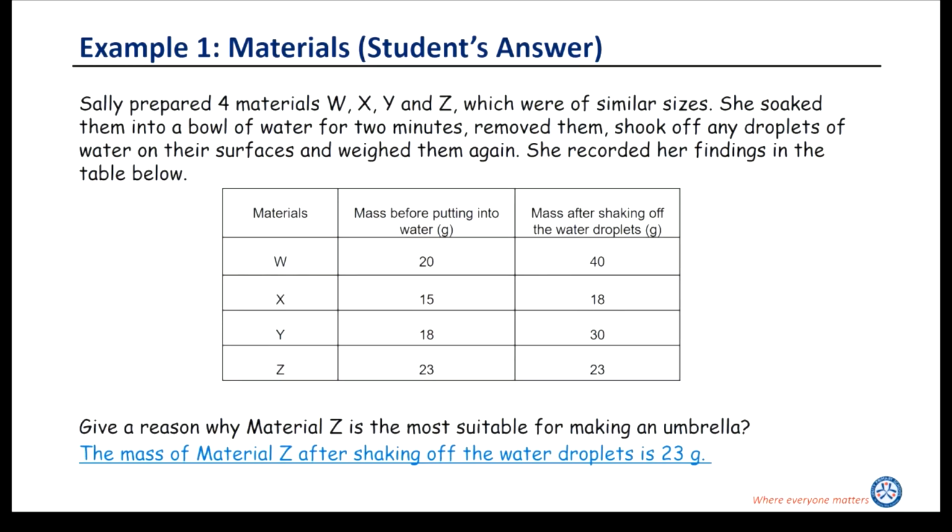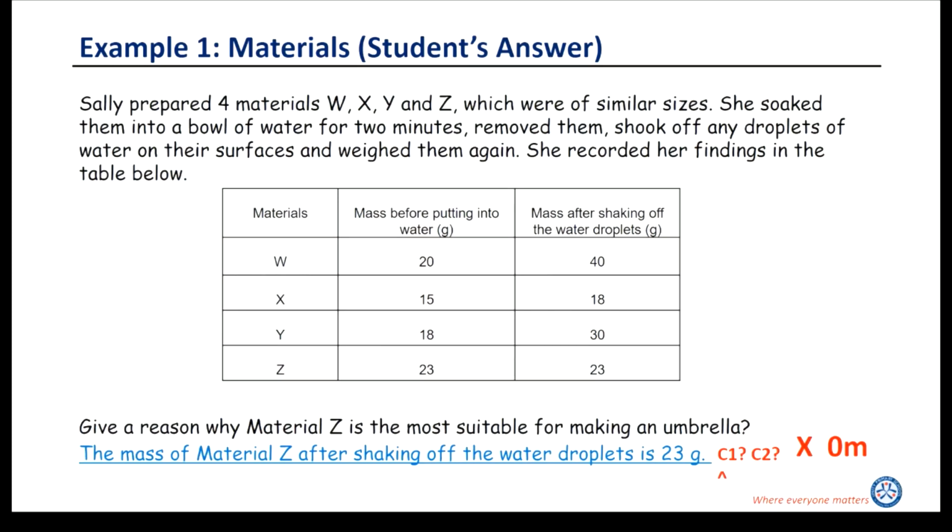The question requires the student to give a reason why material Z is the most suitable for making an umbrella based on the given table. The student has to study the data in the table carefully in order to answer the question correctly. In this question, the student wrote: the mass of material Z after shaking off the water droplets is 23 grams.